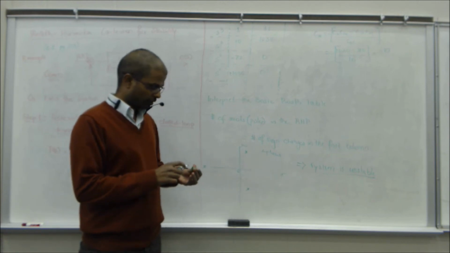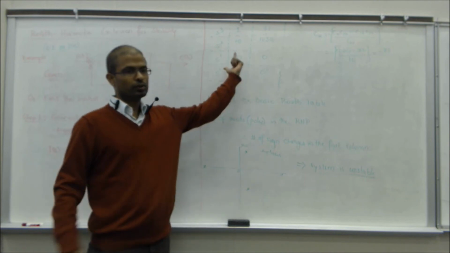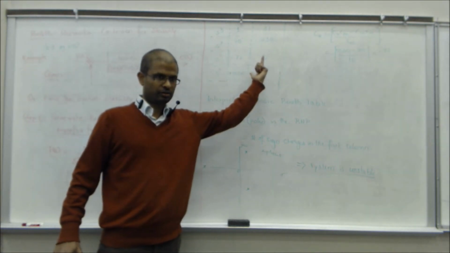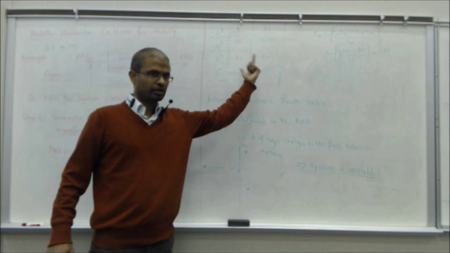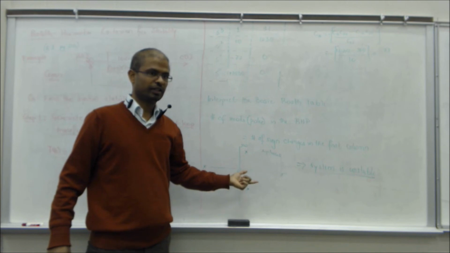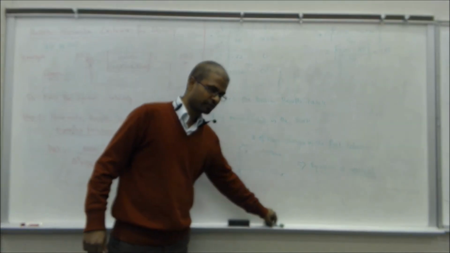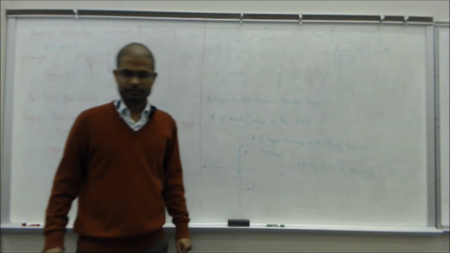And try to understand this. There are two roots and there are two sign changes, right? So the sign changes themselves will tell you how many roots are in the right half plane. And you can immediately tell whether the system is stable or not. All right?